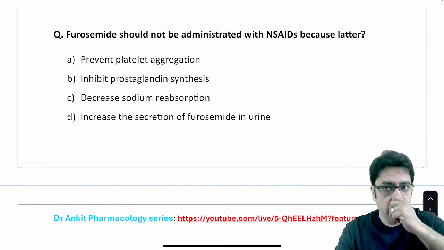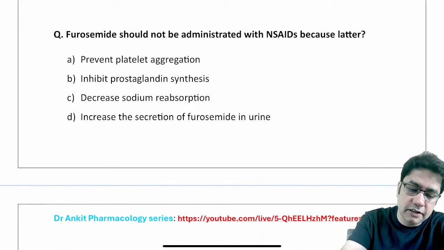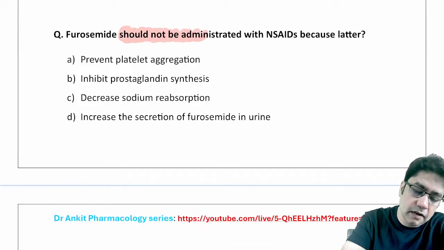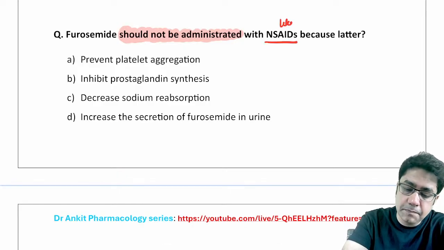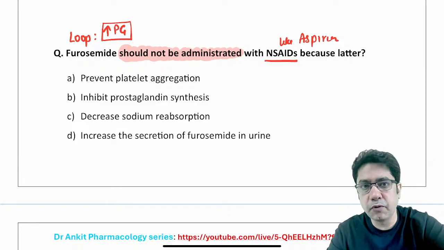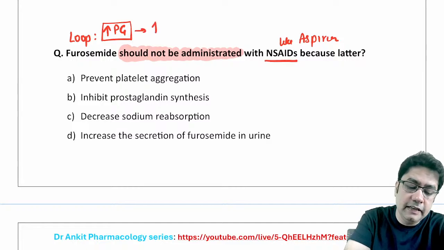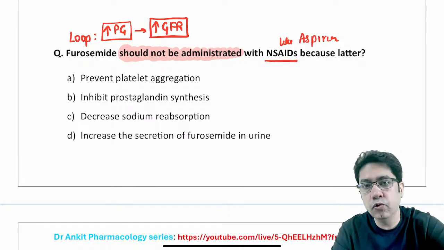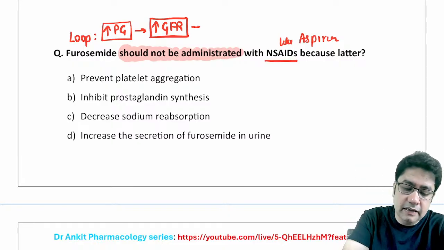Next question. Furosemide should not be administered. So loop diuretic, remember, they should not be administered with NSAIDs. NSAIDs are non-steroidal anti-inflammatory drugs like aspirin. The reason is, remember, loop diuretics like furosemide, they increase prostaglandin levels, and prostaglandin produces vasodilation in kidney. Vasodilation in kidney will lead to increase in GFR. Increase in GFR will add on to their diuretic effect.